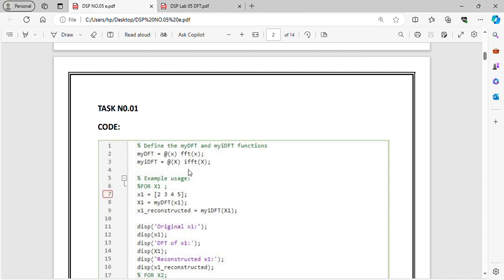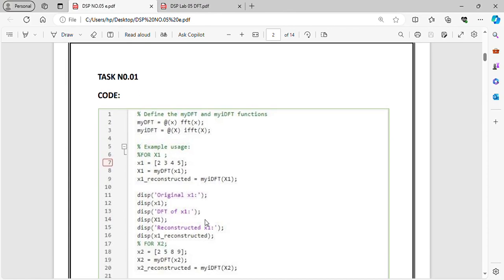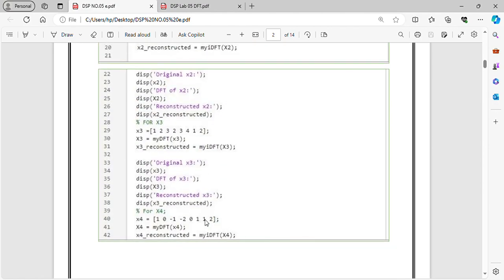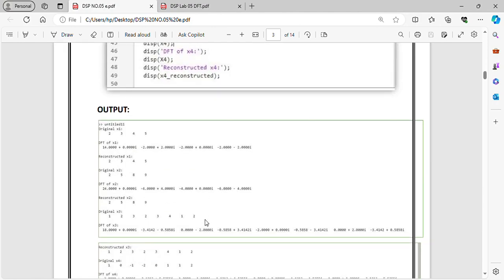For example, the x1 value is given in the question. X1 is equal to my discrete Fourier transform and reconstructed x1 is equal to my inverse discrete Fourier transform. Display the original version of x1 and the reconstructed version of x1. For x2, same as for x1, same as for x3 and same as for x4, and the output is this.